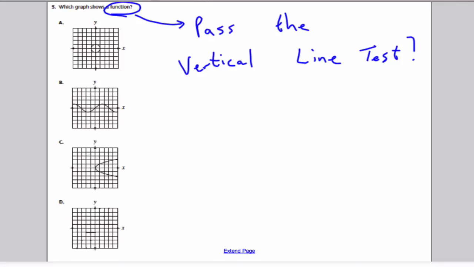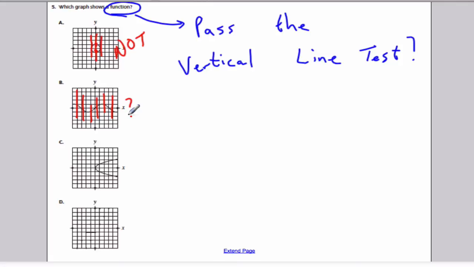So let's just go through and do that. Let's try this first one. A, if I draw a vertical line anywhere, I draw one here, I hit it only once. I draw it here, I hit it only once. If I draw it down the middle, I hit it twice. That's not good. That means it is not a function. Let's go down to this one. No matter where I hit it, it seems like I can never hit it more than once. So that's a possibility.